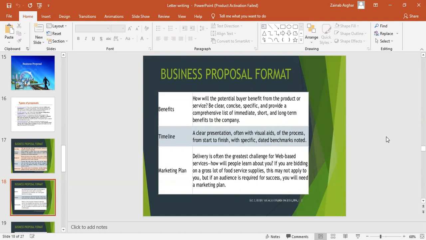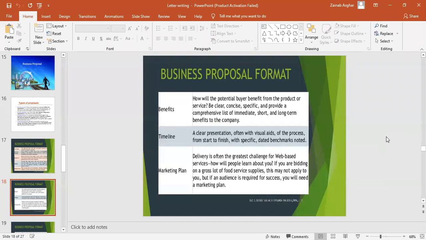Timeline: a clear presentation, often with visual aids, of the process from start to finish, with specific dated benchmarks noted. Now if you are writing this business proposal in e-format, you can send them a presentation along with it that they can see. And even if you're not writing it in e-format but on paper, in printed form, you can make a presentation about that product, in which you include every single detail of the product, elaborate all the parts of it, and then send it to your buyers so that they can see it thoroughly.